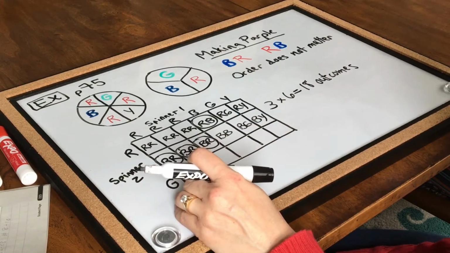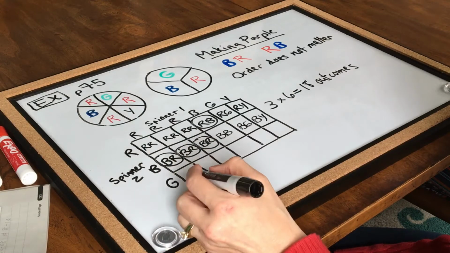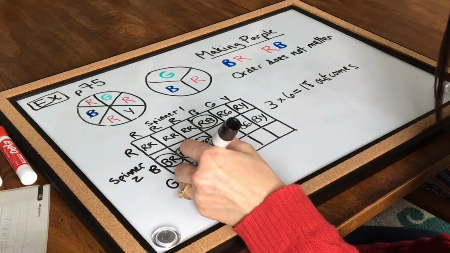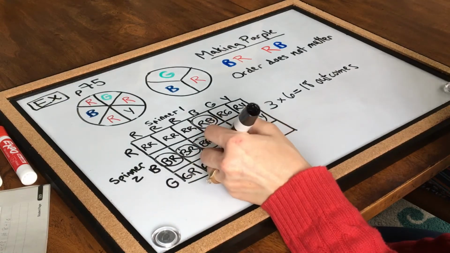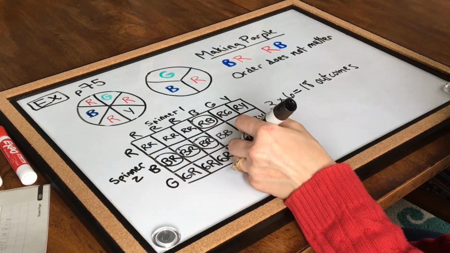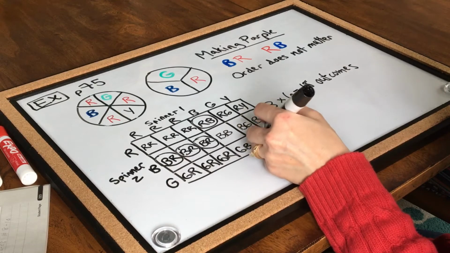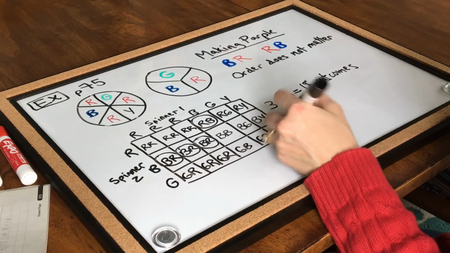Last but not least, the green row, and you can't make purple with green, so I'm going to fill them in anyway because we're going to use them later for the gotta check. So I have green, red, green, red, green, red, and then I have a green, blue, a green, green, and a green, yellow.